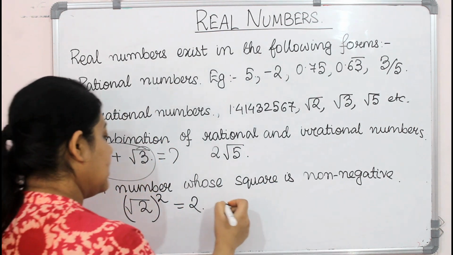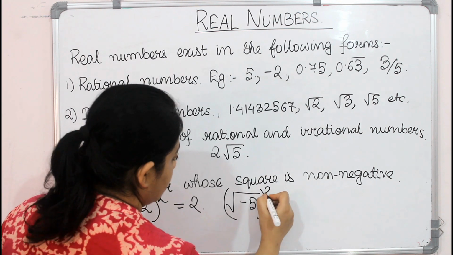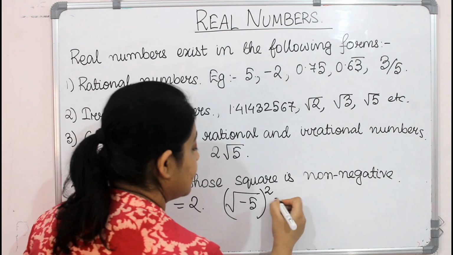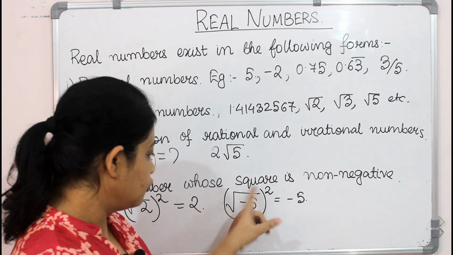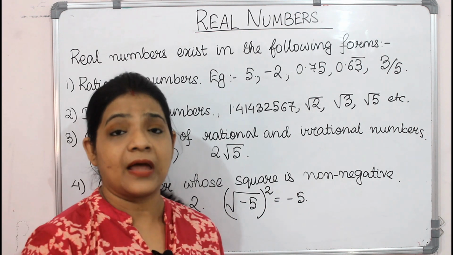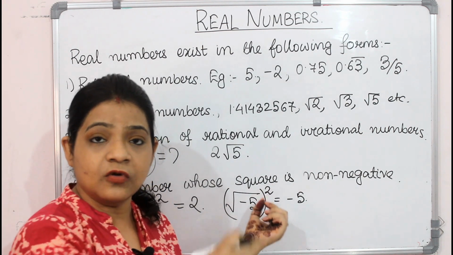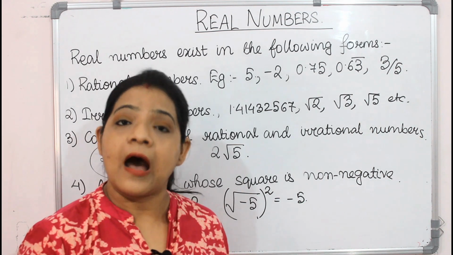Like if I write root over minus 5 whole square, what will give you the answer? This will be minus 5, isn't it? The root and the square cancel, so it will give you minus 5. So you are squaring root over minus 5, and it is giving you minus 5 as the answer.